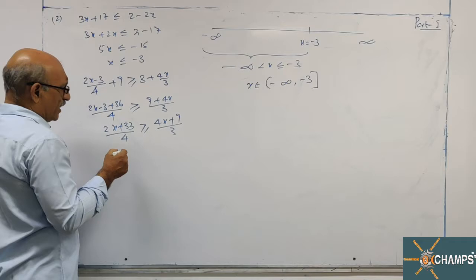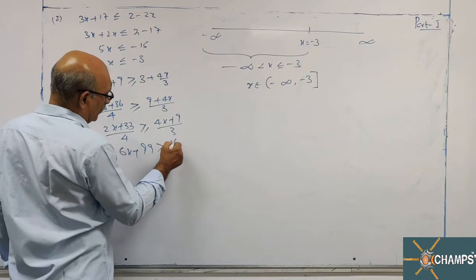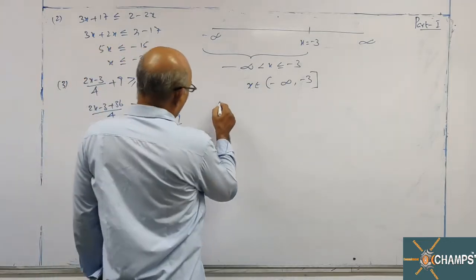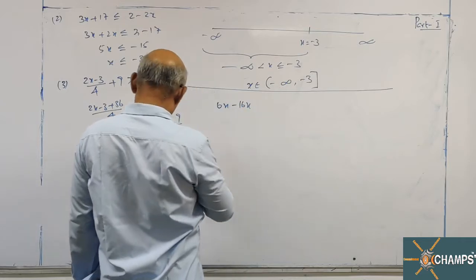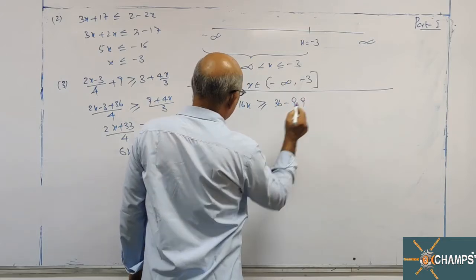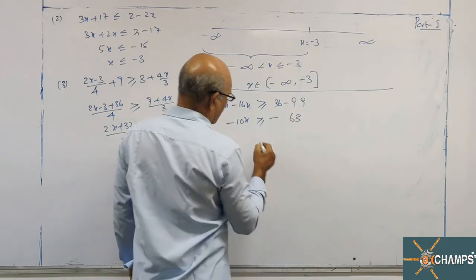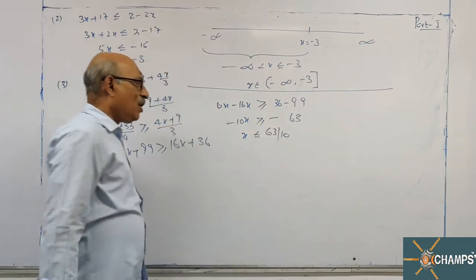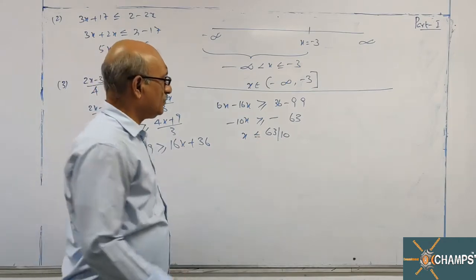Cross multiply in the ordinary way. 3 2s are 6x plus 99 greater than or equal to 16x plus 36. So 6x minus 16x is greater than or equal to 36 minus 99. Minus 10x is greater than or equal to minus 63. So x is less than or equal to 63 by 10. When you divide by minus 10, the inequality will change. Greater than will become less than.